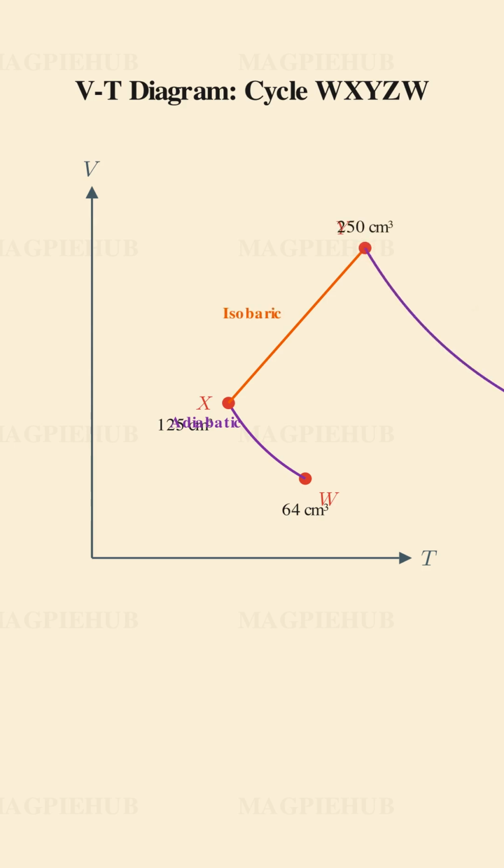Then an isobaric expansion from X to Y, where volume doubles to 250 cubic centimeters. Next, an adiabatic process from Y to Z. Finally, an isobaric compression from Z back to W completes the cycle.